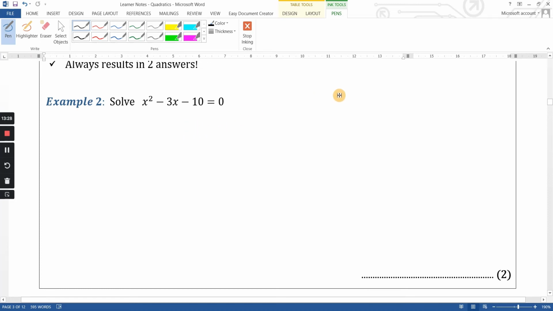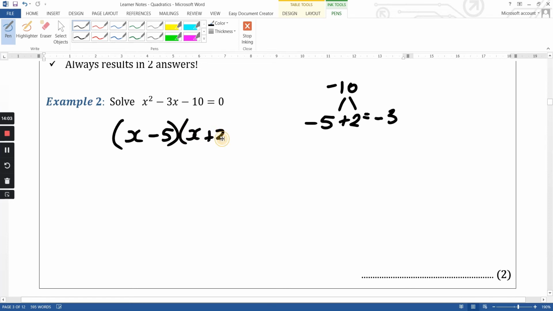So I've got minus 10, and I need a minus 3. So two numbers that make 10 are 5 and 2, definitely. That's going to get me the minus 3 as well. So again, one of these has to be negative, and the only way for it to work is if this is positive and this is negative. Yep, that's going to get me minus 3. So it's x minus 5, x plus 2, and we still got equal to 0 on the end.